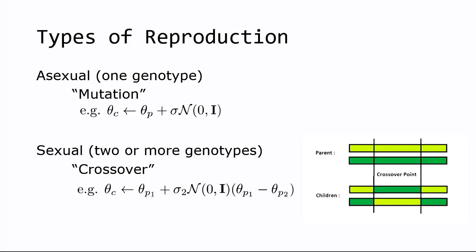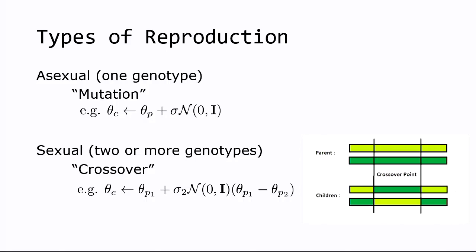There are two different kinds of reproduction usually that people use, which are mutation and crossover, which are asexual and sexual respectively. Asexual reproduction is where you take a single individual and you just randomly mutate it. You don't use any other individuals in the population. You simply pick a single one and make some random changes. If we're using real valued vectors, you can think of that as adding Gaussian noise to the individual.